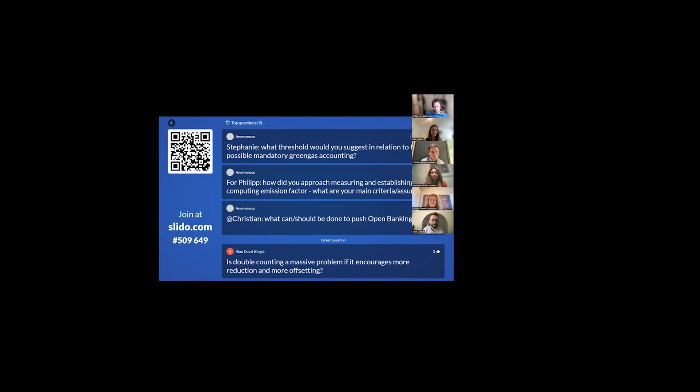Then next, addressing Stephanie, what threshold would you suggest in relation to the possible mandatory greenhouse gas accounting? Well, that's the great thing when I just have to come up with a suggestion and not go into the details, right? To be very honest, my first thought would be, whenever introducing a policy, it has to be realistic for the companies that have to abide by it, right?